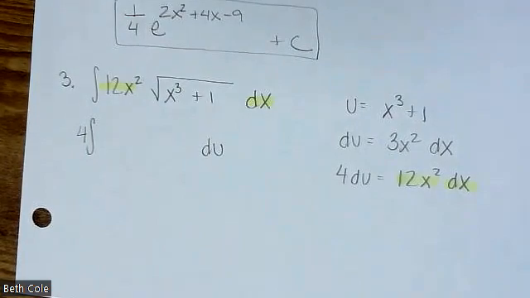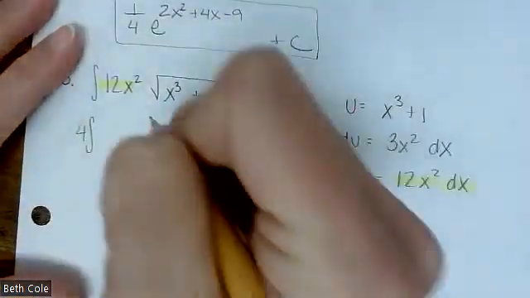Whatever you didn't highlight is still there. So what's still there? Square root. Now it is square root of u. How else can we write that? To the 1 half. Good, perfect.